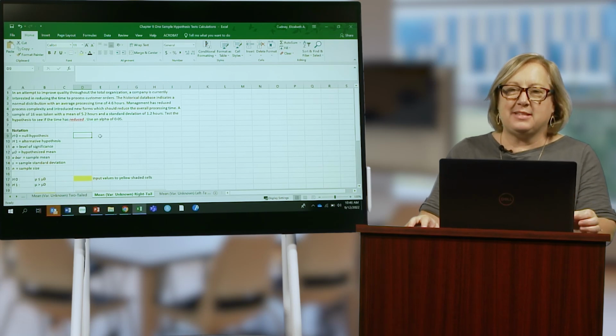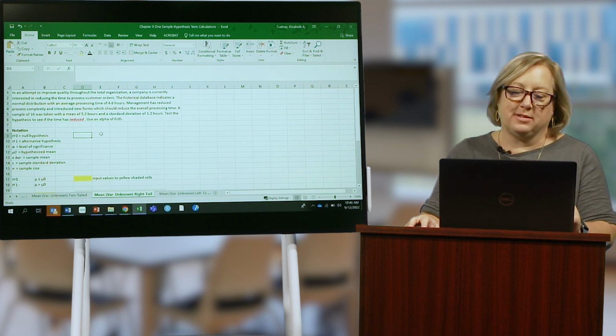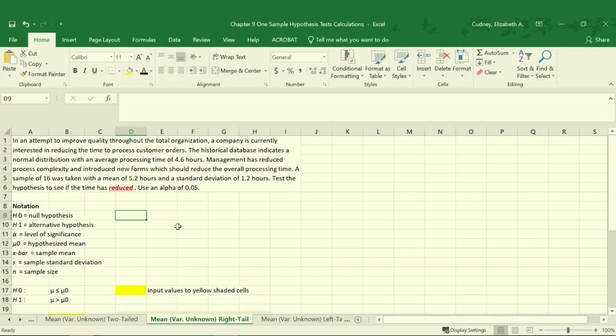In this video, let's take a look at an example for a one-sample hypothesis test for the mean when the variance is unknown and we're doing a right-tailed test. In this example, we're looking at reducing the time to process customer orders. So the organization is trying to improve quality throughout the total organization. Historical information indicates that it is a normal distribution with an average processing time of 4.6 hours.